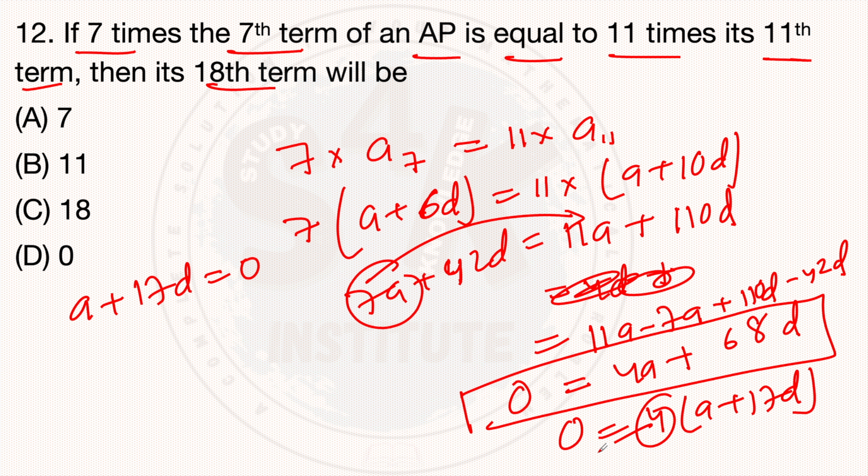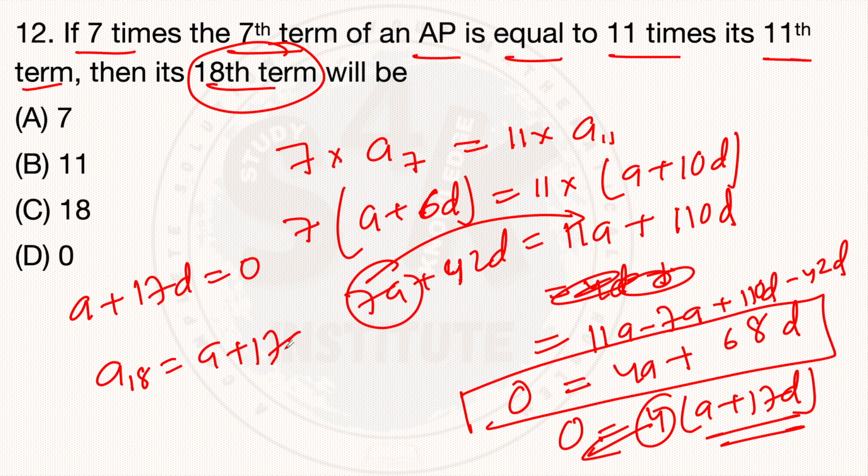So if you divide 4 on this side, you will have A plus 17D as 0. The question has asked for the 18th term. So A18 will be nothing but A plus 17D, right? So this is 0, which is given to you. Okay.